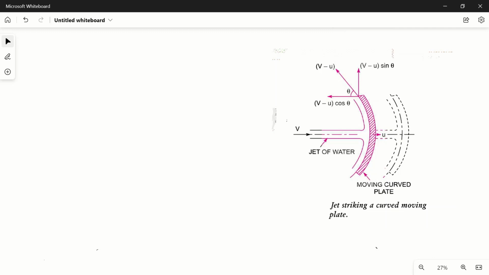First of all, we know that force F is rate of change of momentum. So rate of change of momentum will be initial momentum minus final momentum divided by time, which is equal to mass into velocity. Momentum is mass into velocity. So m1 v1 minus m2 v2 divided by t. Here m1 and m2 are equal because mass flow rate from this jet is equal. So m by t into v1 minus v2. This is the force. Here m by t is mass flow rate. We can write it like m dot into v1 minus v2.